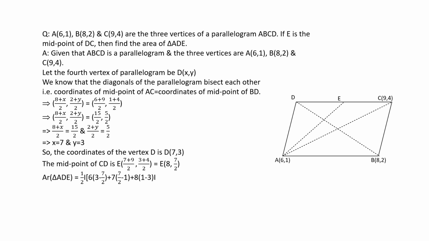Now the area of triangle ADE can be written as 1/2 determinant of 6 into (3 minus 7/2) plus 7 into (7/2 minus 1) plus 8 into (1 minus 3), or it is nothing but 3/4 square unit, which is the answer. Hence the area of triangle ADE is 3/4 square unit.